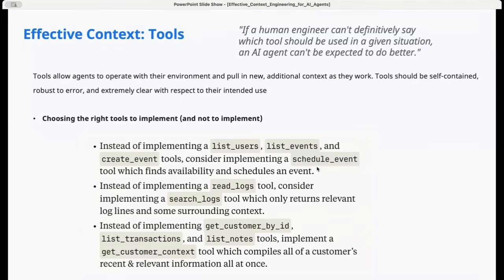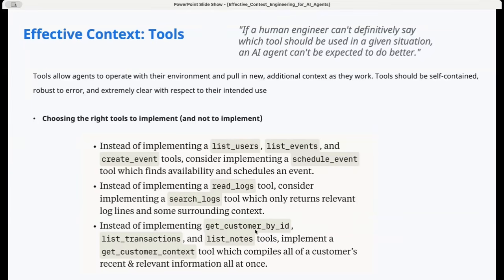consider implementing just a schedule event tool and let it figure out whether there are any conflicts during the same time. And also, instead of implementing read logs, consider implementing search logs, which is more relevant to the user request. This will be a good tool for the agent to search based on the user intention, rather than having to read all the logs and then reason about which log exactly fits the user request.